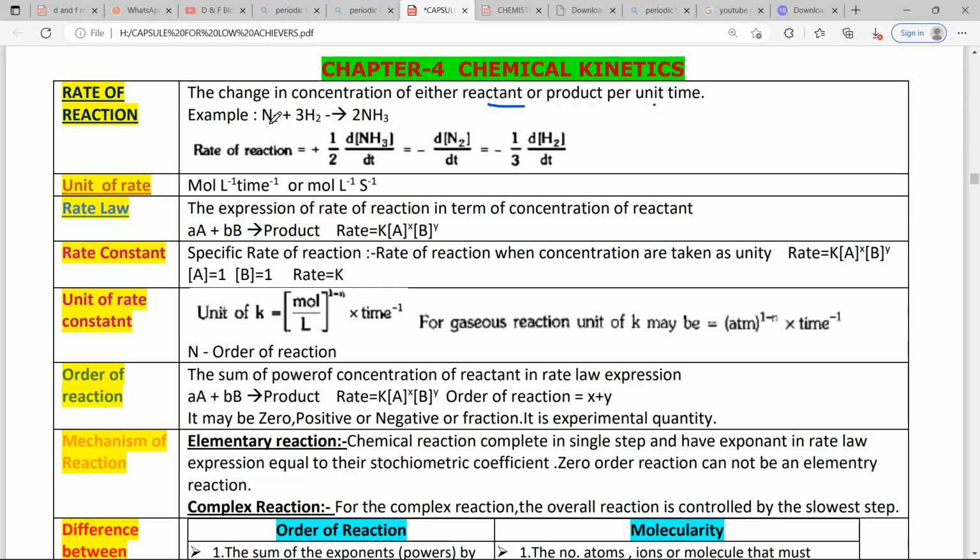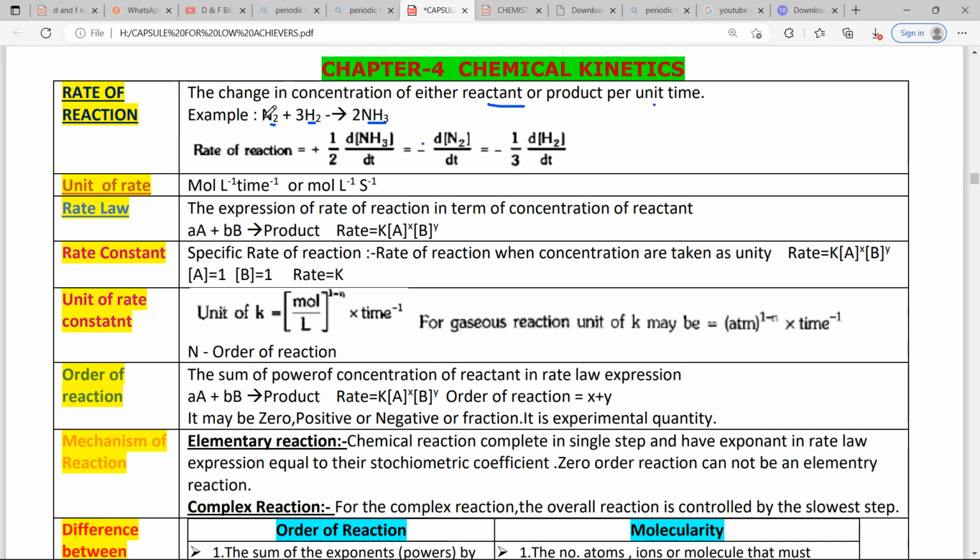Let us consider this reaction: nitrogen plus hydrogen gives ammonia. We can understand that the formation of product will have a positive sign here, and the disappearance of reactant will have a negative sign here. Because the product forms, that is why we are making the plus here. Here the reactant decreases, that is why we are making the negative sign here.